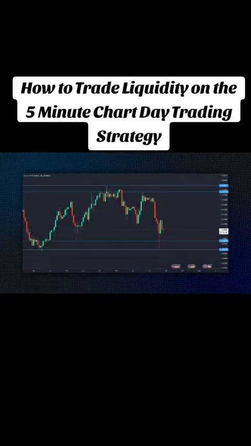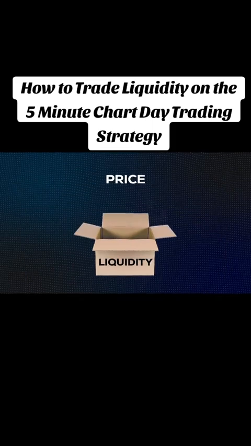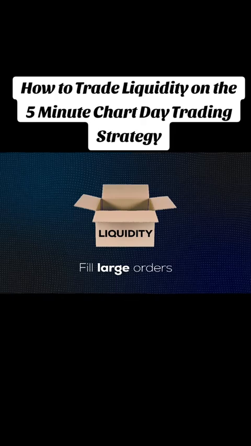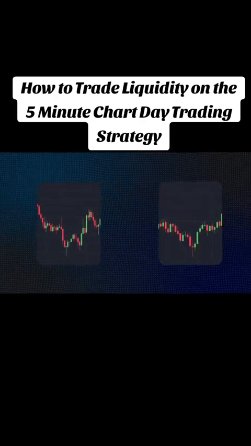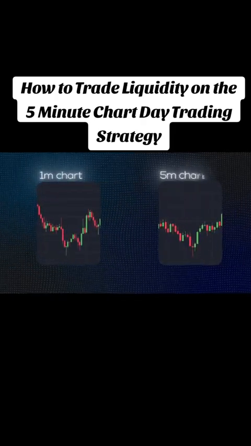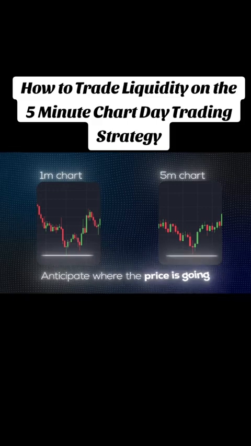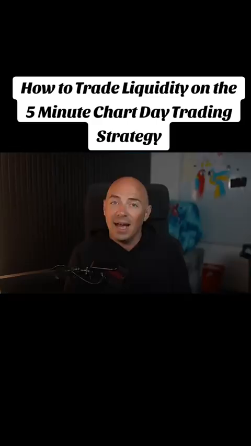Everyone loves trading zones and levels, but they miss what really causes price to reverse. Liquidity hunts. Market makers push price into liquidity to fill large orders, period. And they do it fast, so you can capitalize on this on the 1-minute and the 5-minute chart. If you can spot where retail stops are sitting, you can anticipate where the price is going, not react to it. Liquidity is areas where traders get stopped out or trapped.